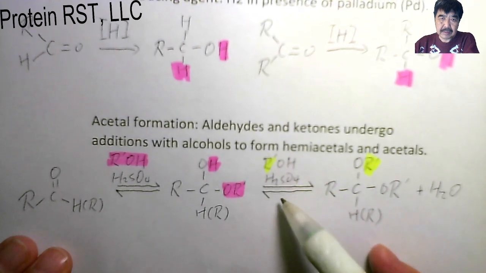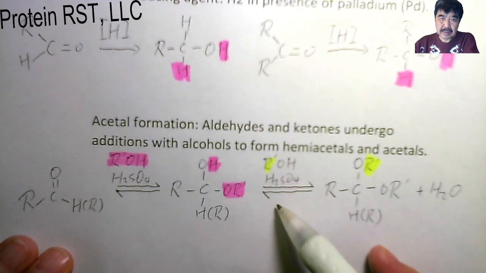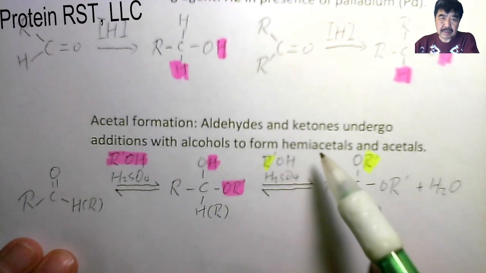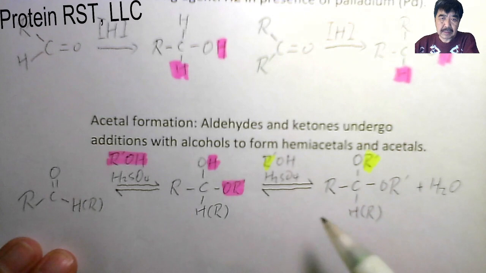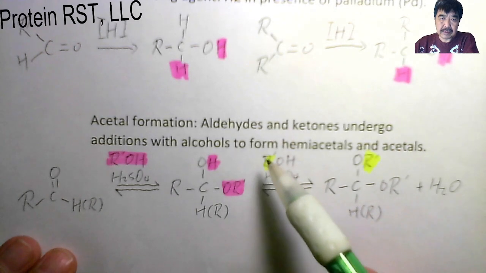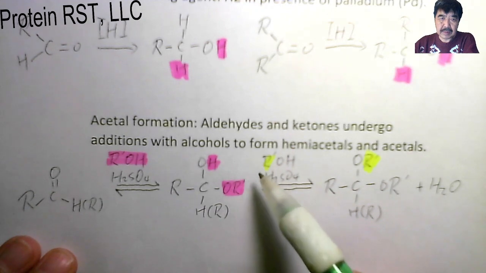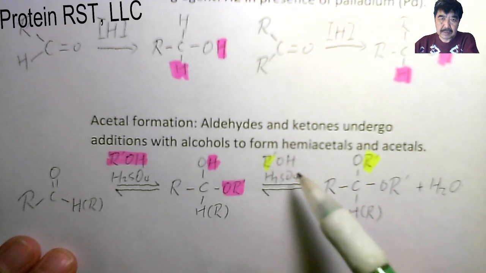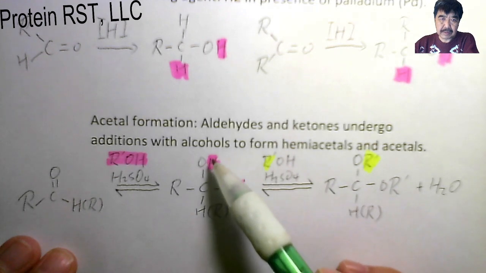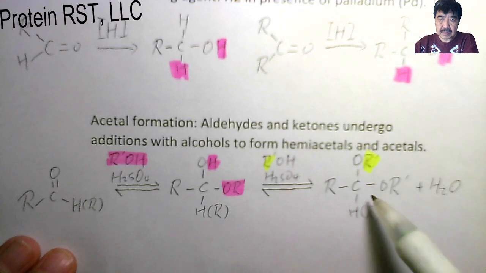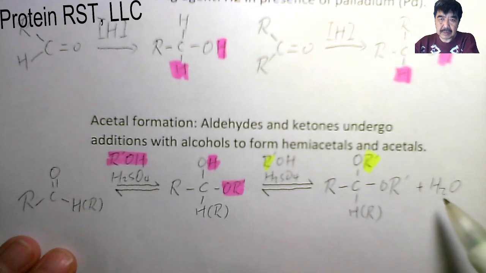And then this is called a hemiacetal. And then they can go further, adding another alcohol molecule. Add the R prime, replacing this hydrogen with R prime to form this acetal and a water molecule.